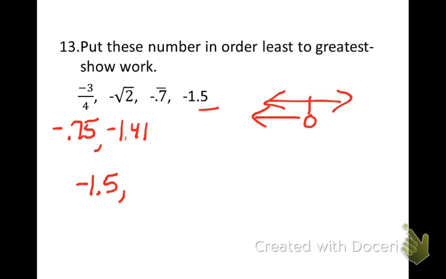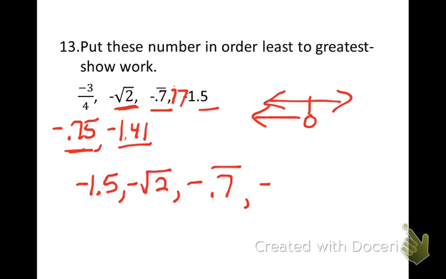Then would come this one, but we need to write the equivalent of it, which is negative the square root of 2. Now to compare these two, you need to remember what this means. This means 7, 7, so the 7s are continuing. So 7 is bigger than 5, so that would be the next one, negative 0.7 with a bar over it, and then last would be the negative 3/4, which would actually be the biggest of these numbers here.